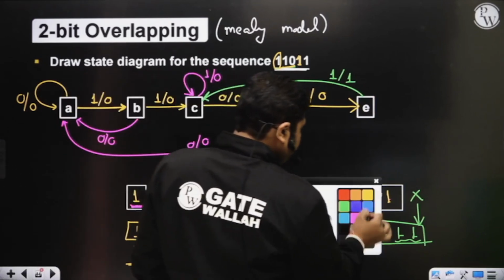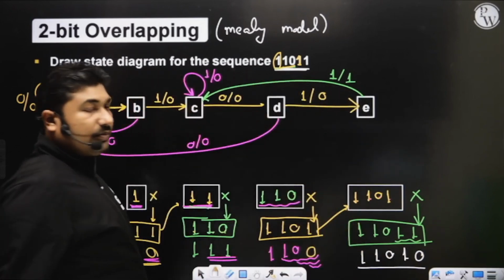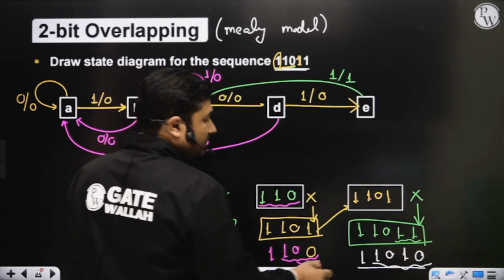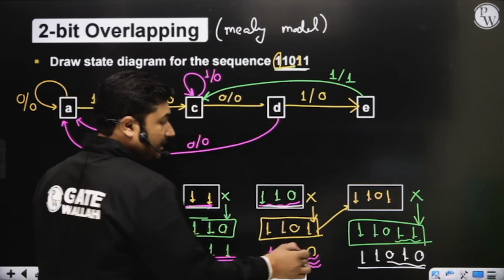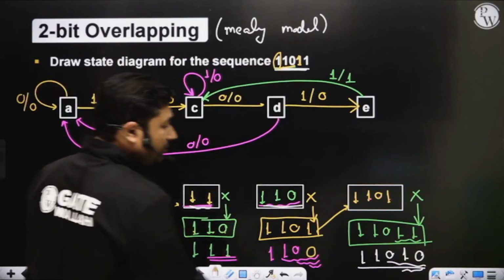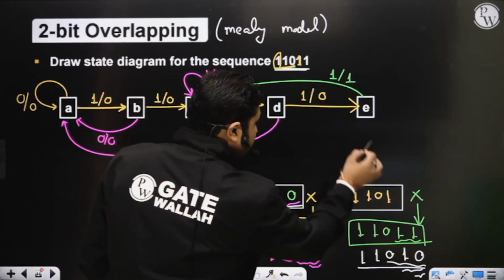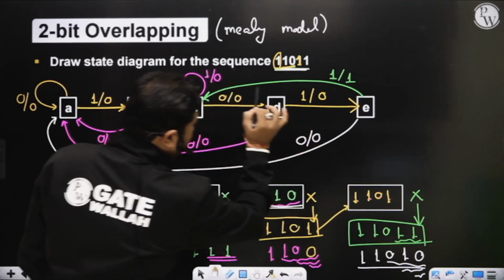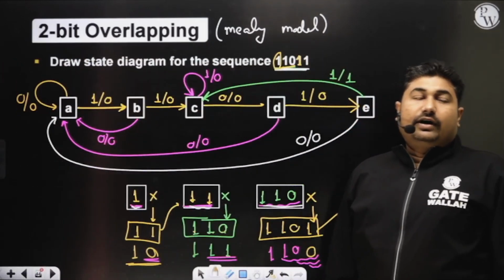However, in case 11010 is coming, where do you have to reach? You need to compare the last 3 bits with the 3-bit state. If it matches, come to the 3-bit state. If it doesn't match, then compare the last 2 bits with the 2-bit state. If it matches, come to that particular state. Otherwise, compare the last 1 bit with the 1-bit state. If it matches, come to that state. Otherwise, come to the reset state. This is when 0/0.